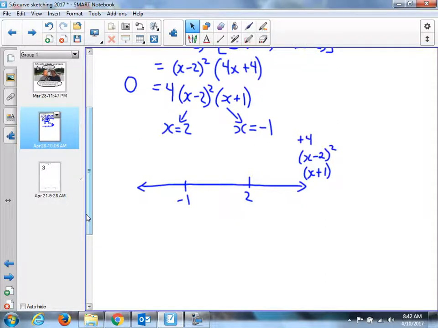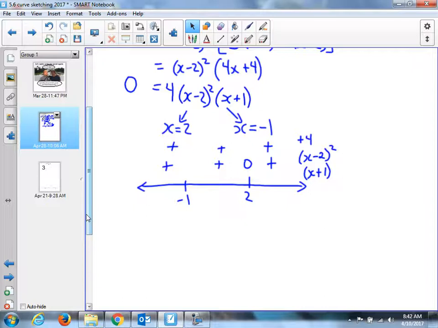Now, do we all know how to do a sign analysis? I'm sure hoping. In each zone, +4 is always positive. 4 doesn't change. Then I take a look at (x - 2) squared. Okay, we obviously get a 0 here, but because it's squared, anything higher is still positive, anything lower is still positive. That's important.